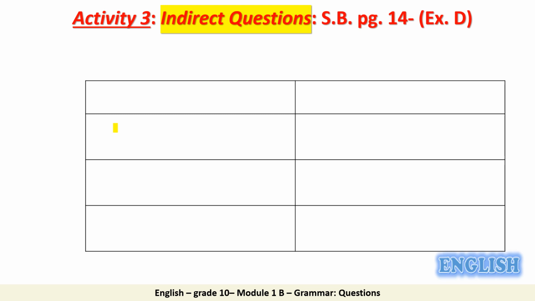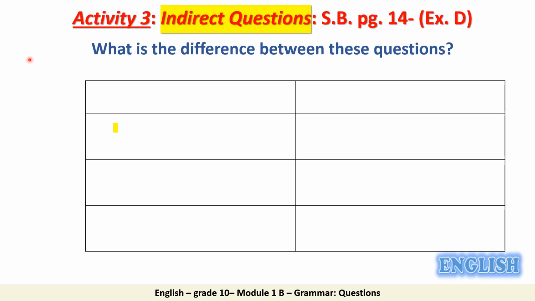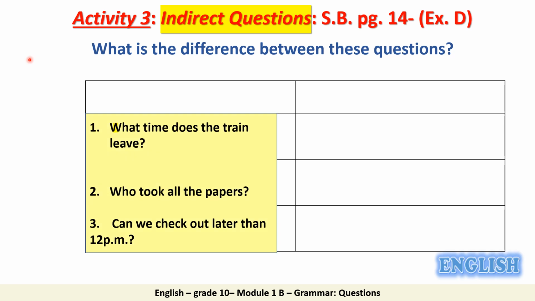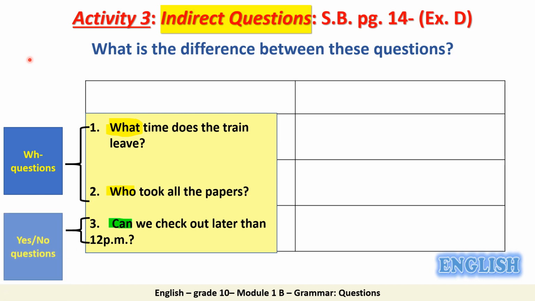Student's Book, page 14, exercise D. What is the difference between these questions? Questions 1 and 2 begin with the question words what and who. We call them WH questions, whereas question 3 is a yes or no question.